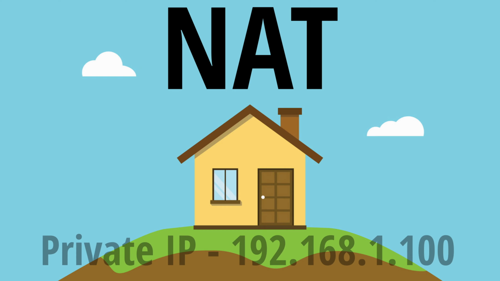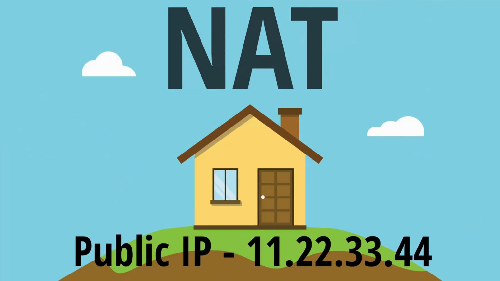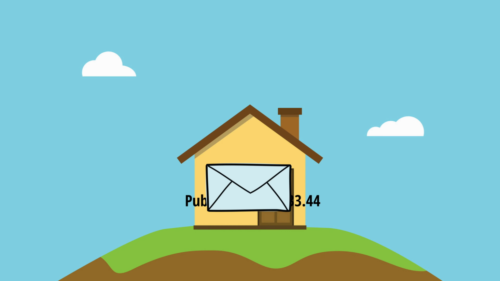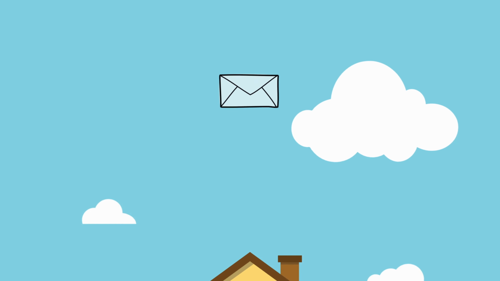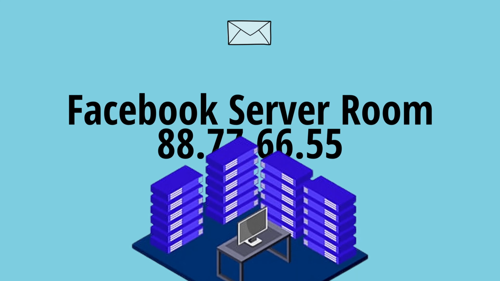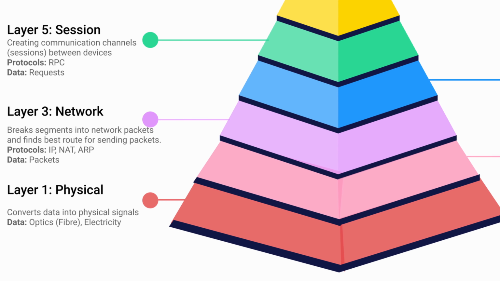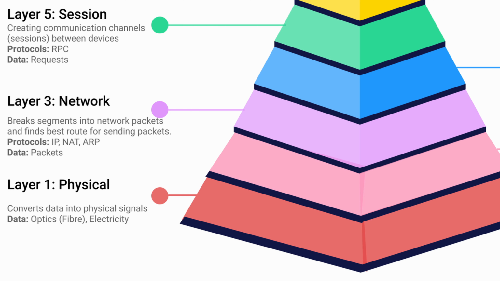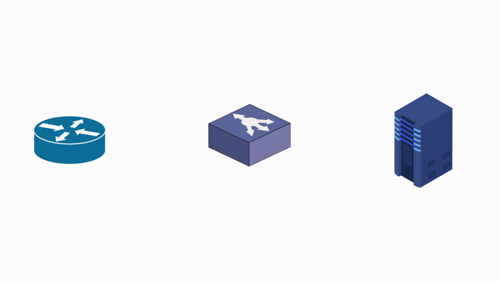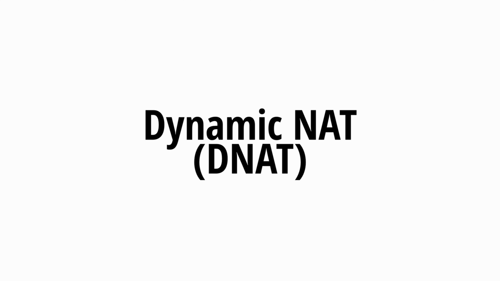NAT converts the private IPv4 address to a public address to make the IP packet routable over the internet to its destination, which would be another public IP address. It operates at layer 3 of the OSI model, the network layer, which is where IP lives. Routers can do NAT, but so can other devices such as load balancers and even some servers. So let's start with dynamic NAT.